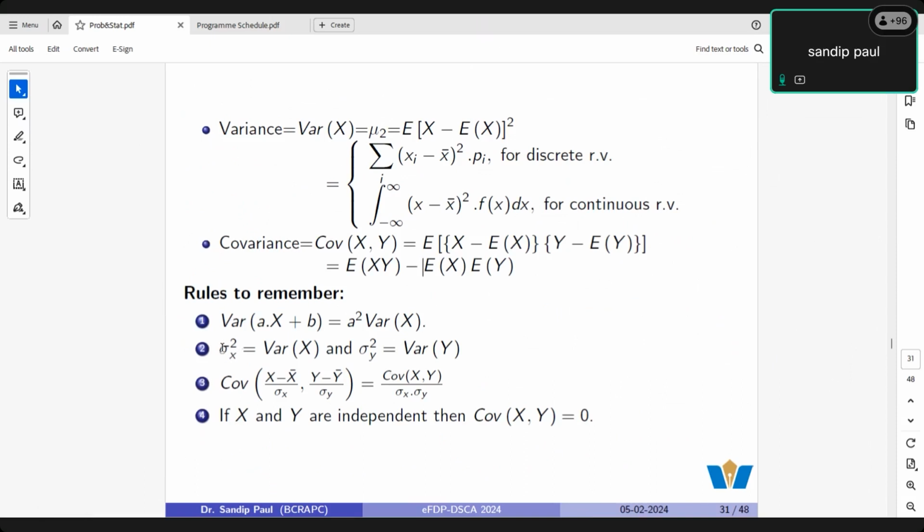Similarly, if sigma x square is equal to variance of x, and sigma y square is equal to variance of y, then we can find the covariance between these two variables, (x minus x bar) by sigma x and (y minus y bar) by sigma y, by using the formula covariance of xy by sigma x and sigma y. That means there is no effect of x bar and y bar, only xy and sigma x, sigma y. If x and y are independent, that means their covariance is 0. There is no variation from x and y, or no effect of y on x or x on y.